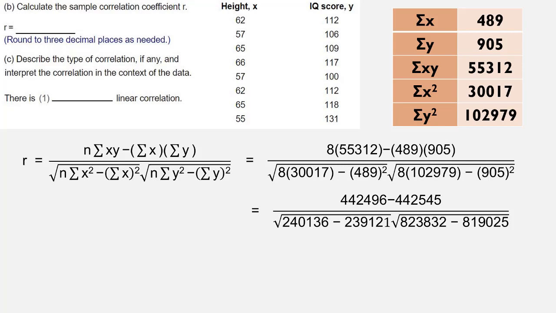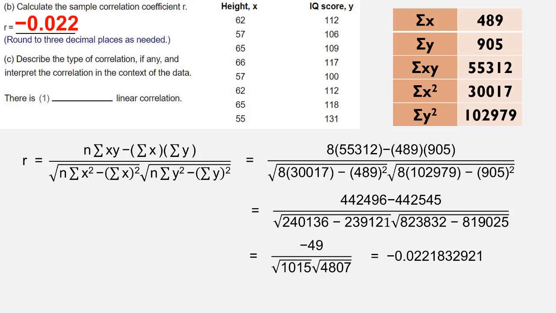Now that we've done our 6 multiplications, there are 3 subtractions to do. 442,496 minus 442,545 is equal to negative 49. 240,136 minus 239,121 is 1,015. 823,832 minus 819,025 is 4,807. So now we plug that into our calculator, and we get negative 0.0221832921. So R, we round that to 3 decimals, is negative 0.022.